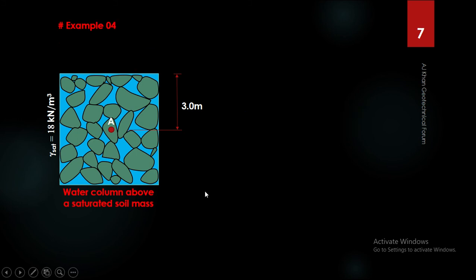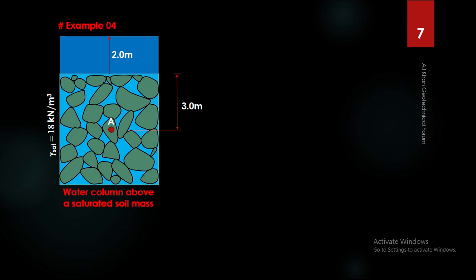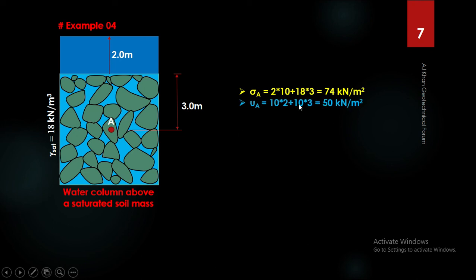Let us go further. Now, for the same saturated soil, instead of an increase in water level of 1 meter, if there is an increase in water level of 2 meter above the surface, let us now calculate the effective stress again. The total stress is 18 times 3, and the stress due to this 2 meter water column will be additional, so that will be 2 times 10 additional, and the total stress is increased to 74. The pore water stress will be 10 times 2 plus 10 times 3, 50. But the effective stress again remains the same.